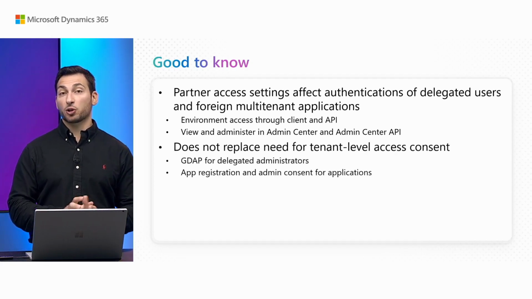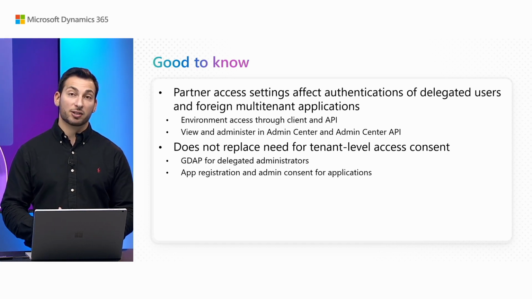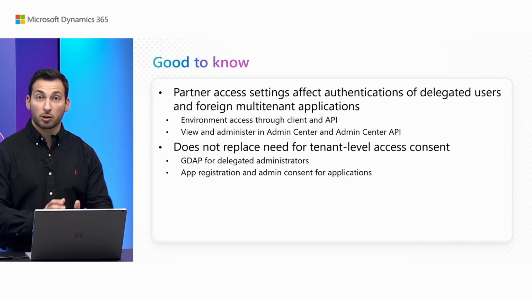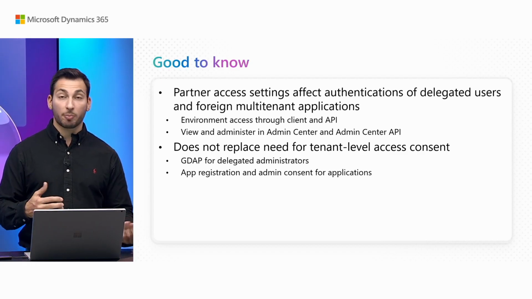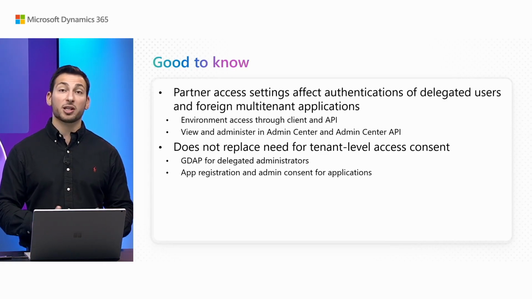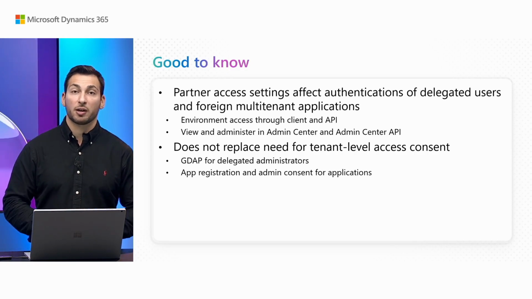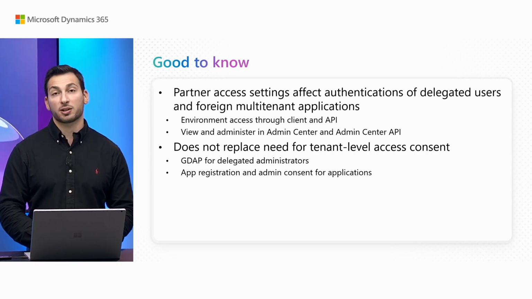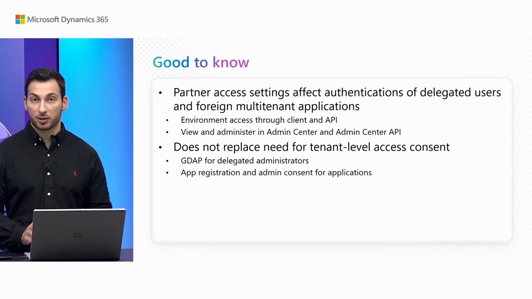Then, again, this is a feature that acts on top of the requirement of having the tenant-level access consents set up properly. So it does not replace the need for setting up the GDAP relationships for external partner tenants or setting up app registrations and admin consent for external applications. So this is still a requirement for this feature to work. So on top of having these relationships and admin consent set up correctly, then I can react on that and further restrict the access controls for the partners that I prefer.